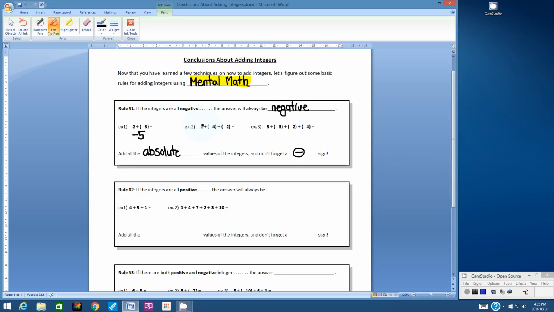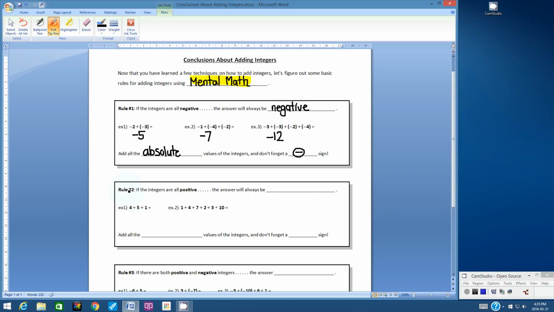All right, let's have a look at example 2. The absolute value of 1 plus 4 is 5, plus 2 is 7. So if we add those absolute values up, we get a total of 7, and then don't forget the negative sign. Let's look at example 3. 3 plus 3 is 6, plus 2 is 8, plus 4 is 12. So if we add all the absolute values up, we get a sum of 12, and we know it's going to be a negative integer. So that's rule number one. If the integers are all negative, the answer will always be negative.